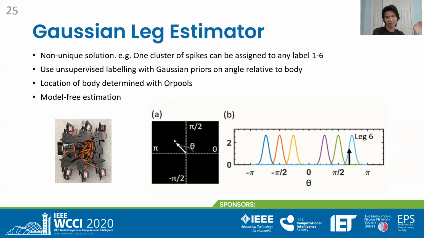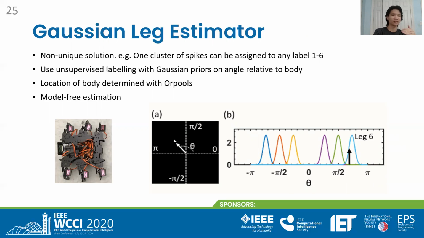So we have to put some priors. We have to lay the priors on top so that how we determine it is if you use OR pools, you can find the centroid of the robot very easily. You can find the center of the body and you can find the place where the leg spiked. And if you find this angle, this arbitrary angle between these 2 points, then you will be able to find the probability that it's a certain leg.